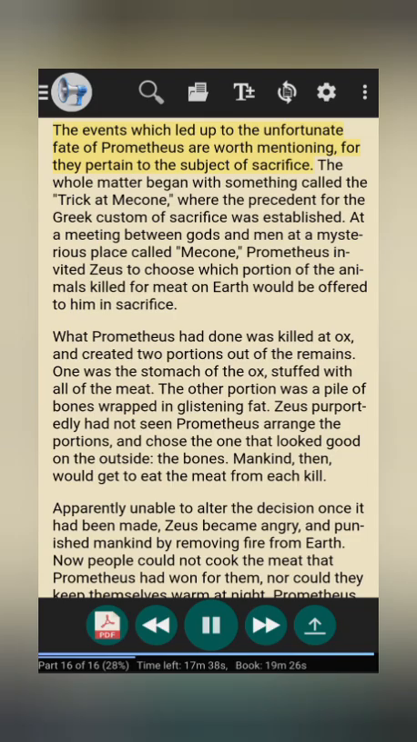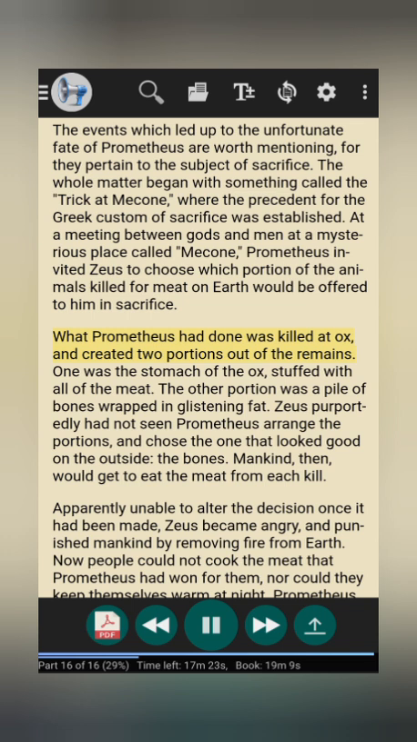The events which led up to the unfortunate fate of Prometheus are worth mentioning, for they pertain to the subject of sacrifice. The whole matter began with something called the trick at Mykone, where the precedent for the Greek custom of sacrifice was established. At a meeting between gods and men at a mysterious place called Mykone, Prometheus invited Zeus to choose which portion of the animals killed for meat on earth would be offered to him in sacrifice.